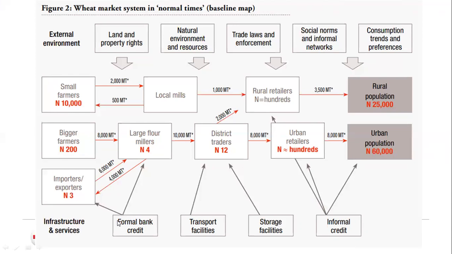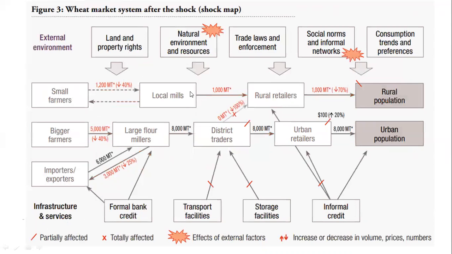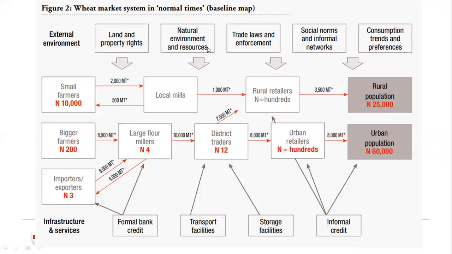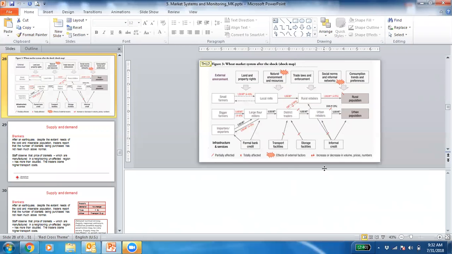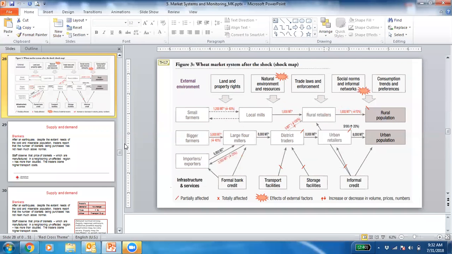And so these are the infrastructure services that are influencing our markets: formal banks, transportation, storage, and I believe this is informal credit. And then land property rights, natural environment resources, trade laws and enforcement, social norms and informal networks, and consumption trends and preferences. So this is a pre-disaster view of this market system. Now, when we look at the post-disaster view, what are we seeing? So usually I'm going to minimize this slightly so you can see the key here.